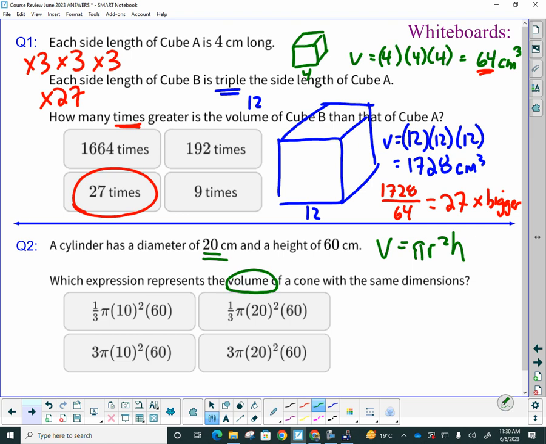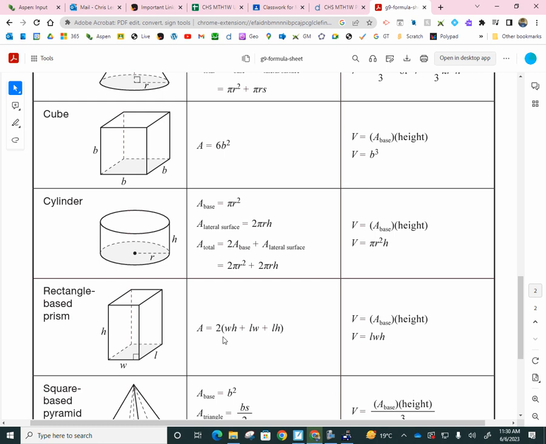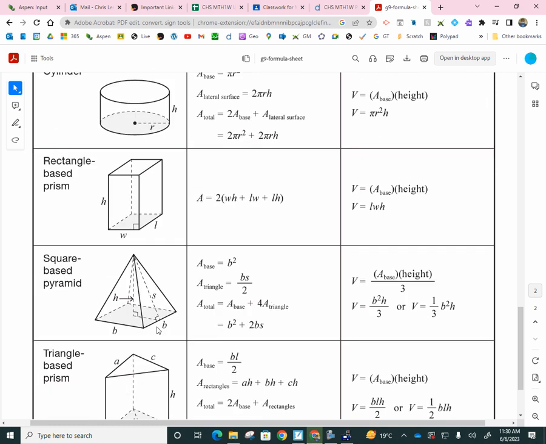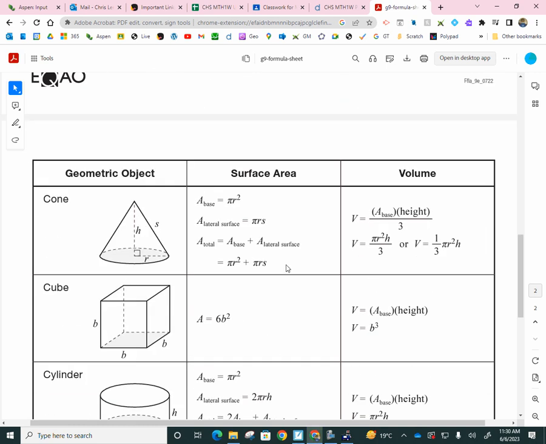Oh wait, this is asking for the volume of a cone. Oh, I need some help with that. The volume of a cone. Because I'm looking at these answers and none of them look like pi r squared h, because it's the cone. So I'm going to go to my formula sheet and find my cone. Remember, that's not a cone, that's a square-based pyramid. Here it is. Oh, there's my pi r squared h, but it's divided by 3, or 1/3. So remember this, that it's 1/3 the size of the cylinder.